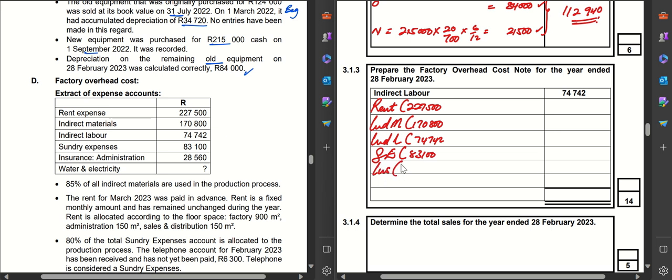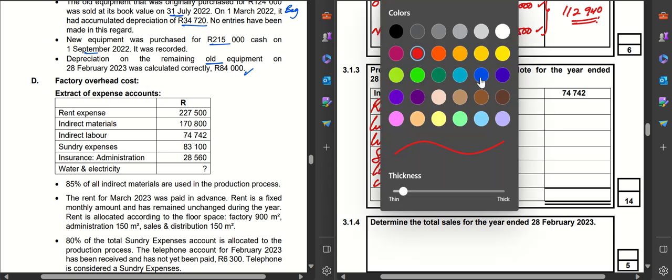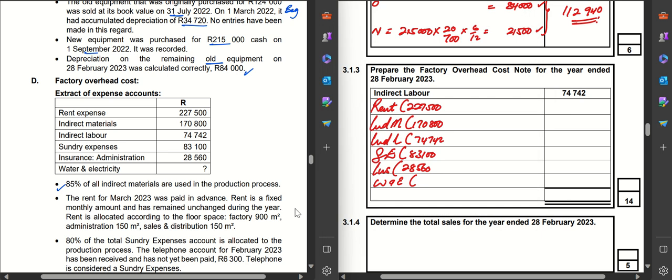And then we're still going to bring it. That is your 28,560. And then the next one that is there is your water and electricity. And then we're not given the amount. Okay, so we want to do adjustments now that relate to these. So we begin with bullet number 1. But the first thing you have to do is to open your brackets.